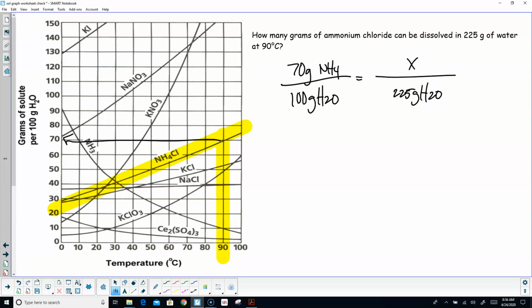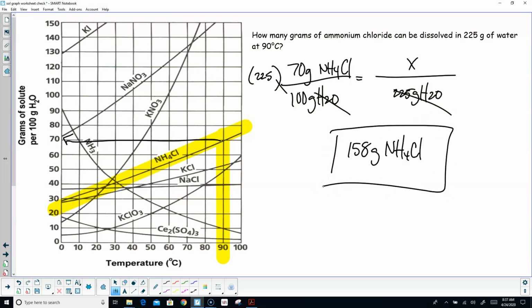As you're setting these up, as long as the water is on the same side, meaning the numerator or the denominator, same thing with the salt, you can flip that fraction either way. It doesn't matter. You could invert these, you'll get the exact same answer. I like having x as a numerator. Okay, the grams of water cancel. 225 times 70 divided by 100. When you do that, you should get 158 grams of ammonium chloride.